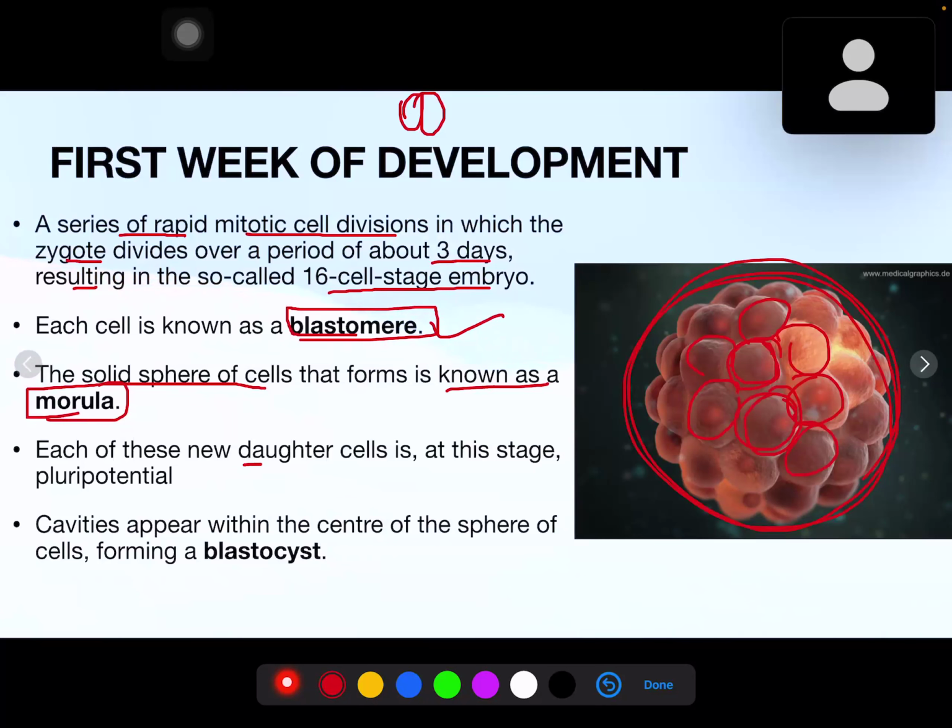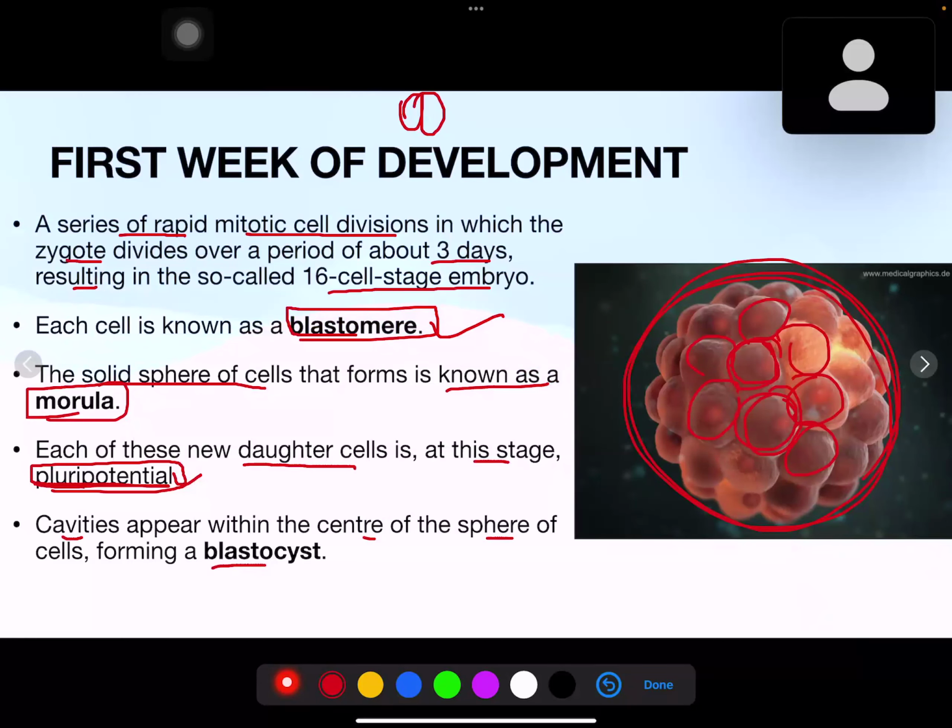Now each of these new daughter cells at this stage is pluripotential. Okay, so it is pluripotent. It can make any system. So every cell is pluripotential. So cavities appear within the center of the sphere of cells, forming a blastocyst.